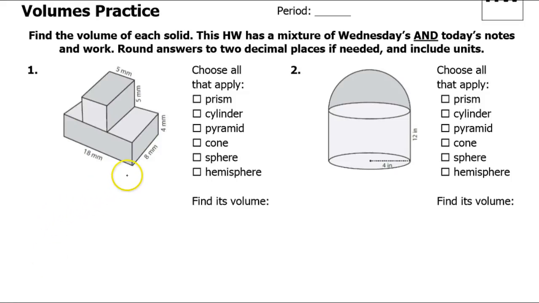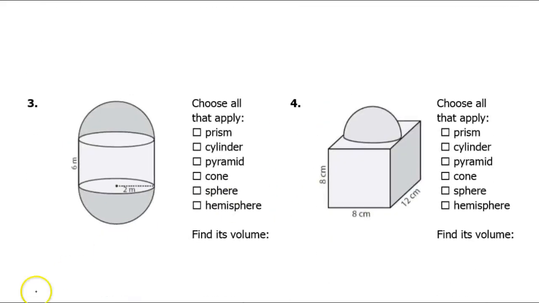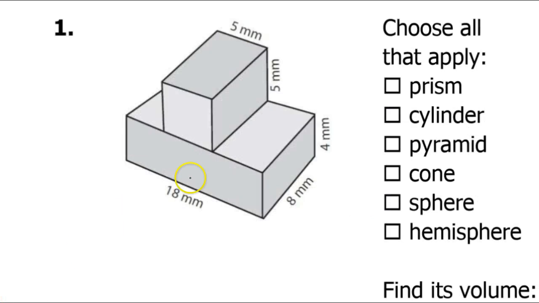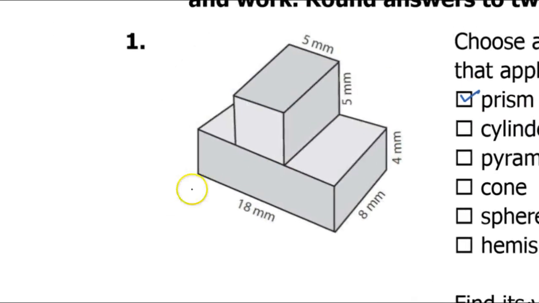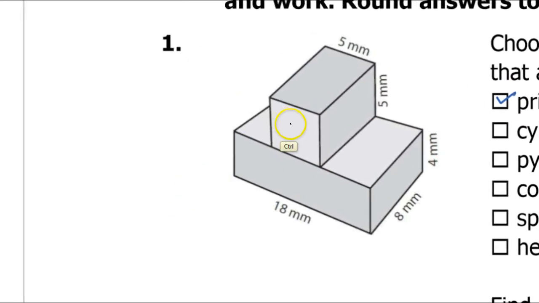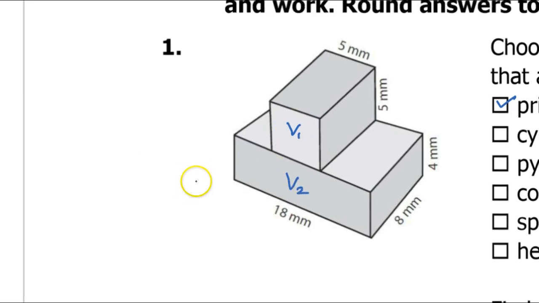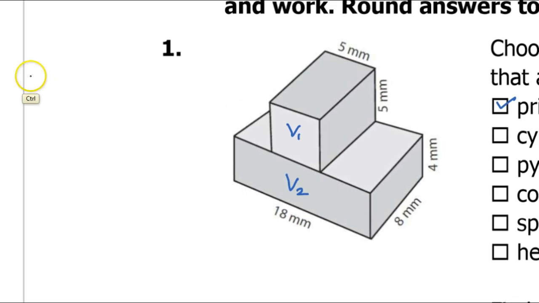In this video, I will show you how to find the volume of various shapes, including combinations of shapes such as these. In problem number 1, we're dealing with two separate prisms. Let's call the top one volume 1, and the bottom prism volume 2. So let's find each volume and then add.